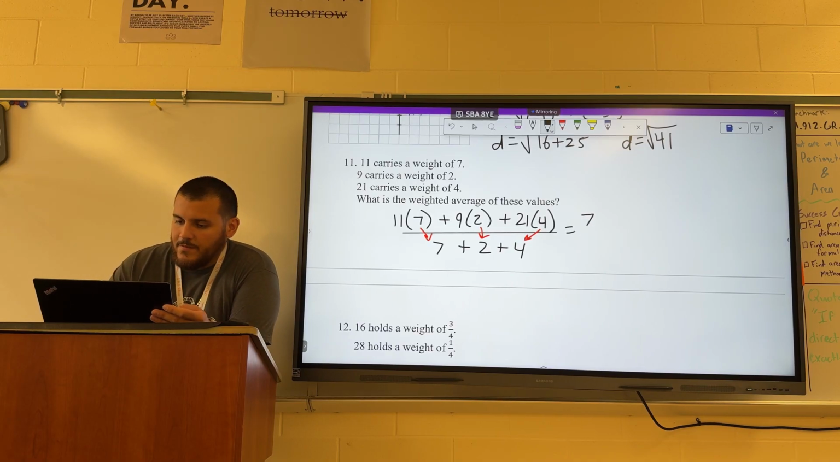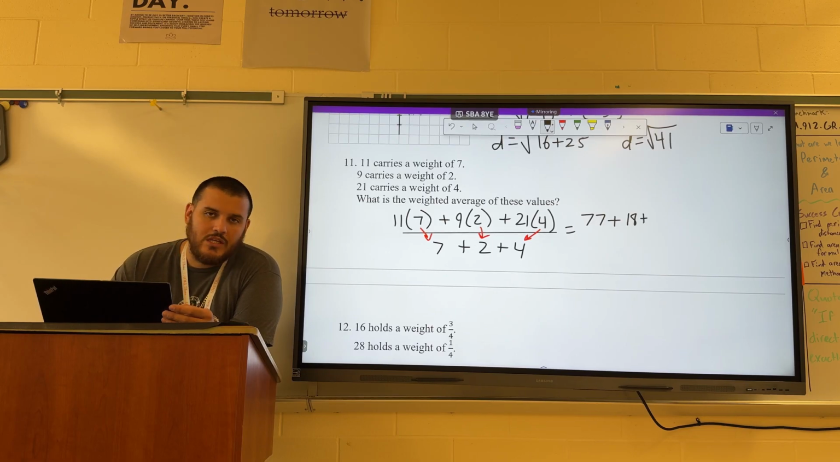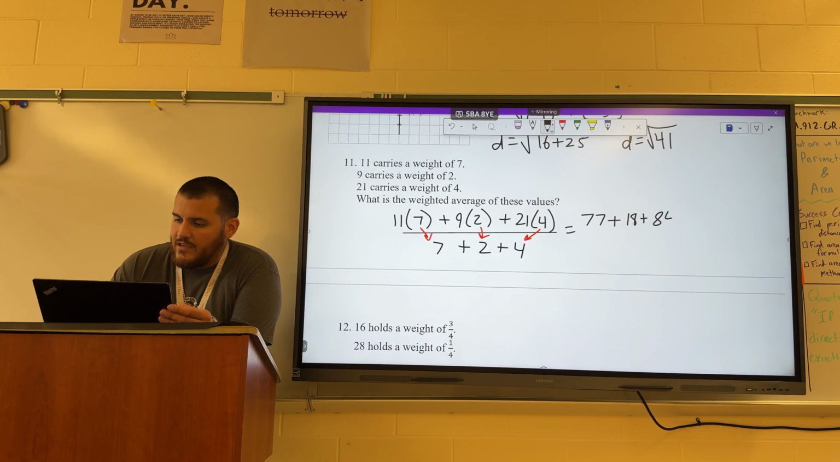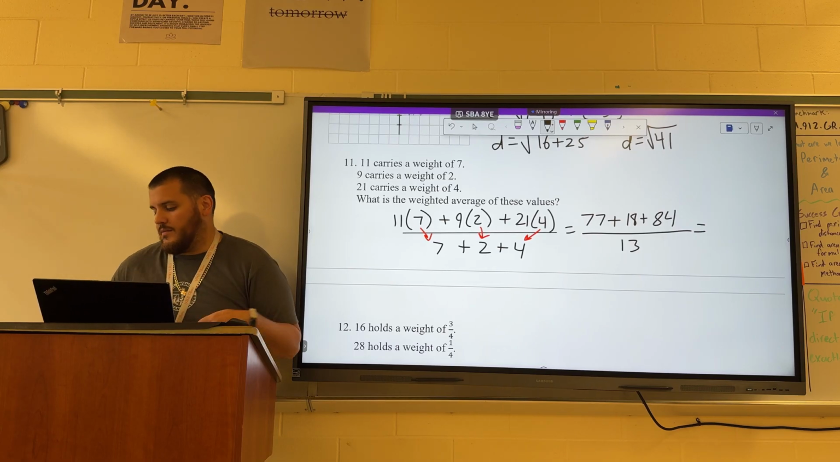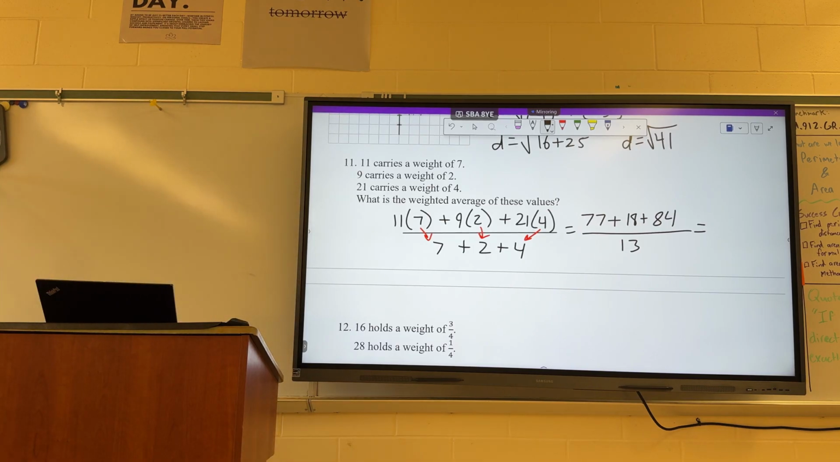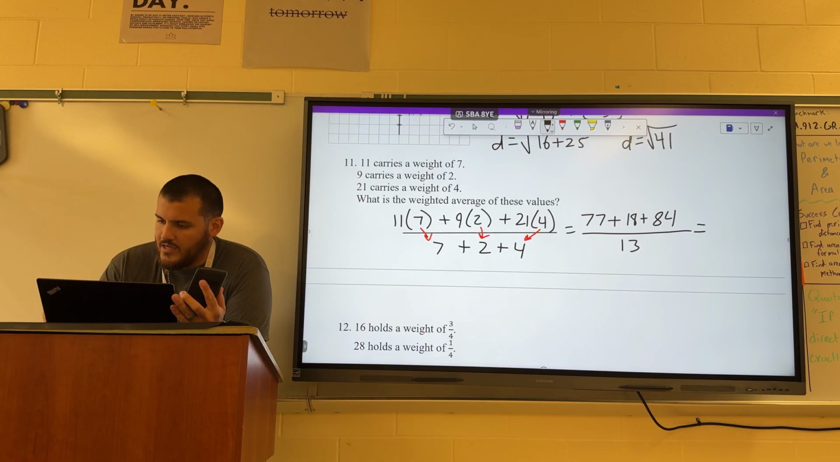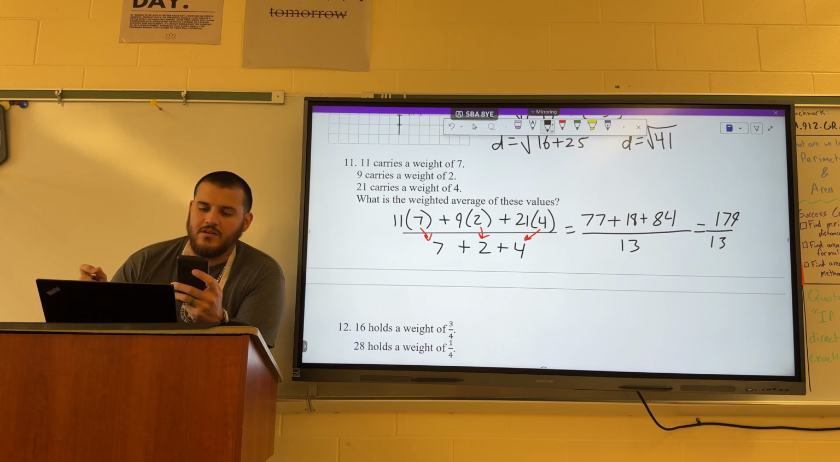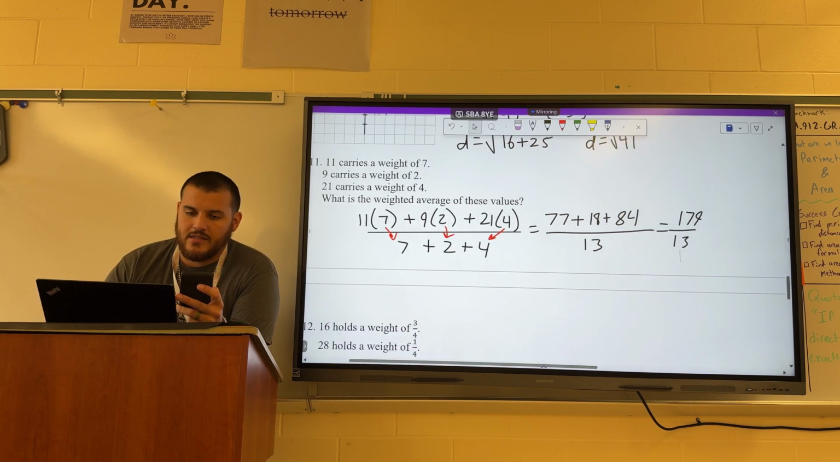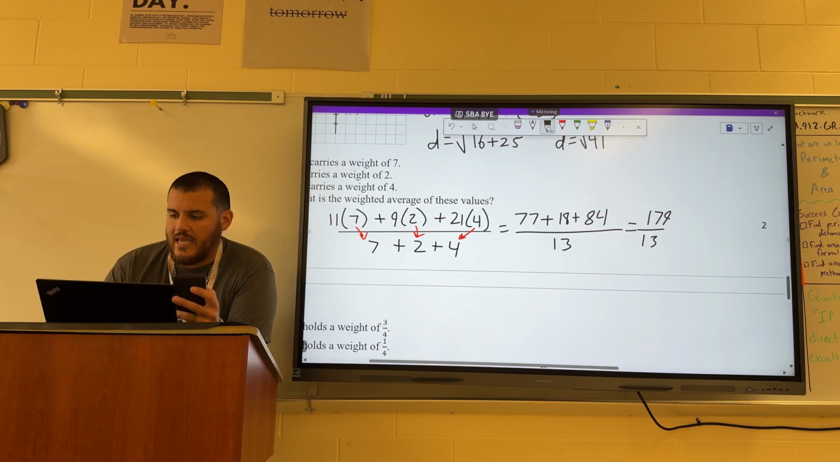11 times 7 is 77. 9 times 2 is 18. 21 times 4 is 84. 7 plus 2 plus 4 is 13. Grab a calculator really quick. 77 plus 18 plus 84 gives us 179. And when we divide 179 by 13, we get a decimal, about 13.8 when we round to the nearest tenth.